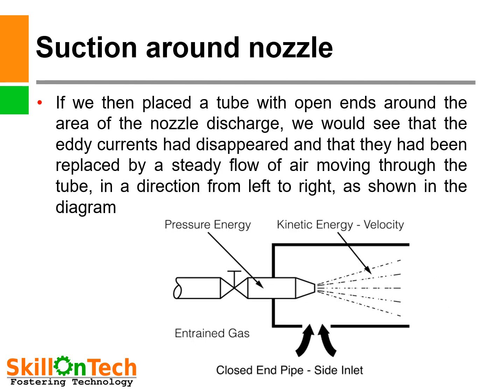What is the effect of the pressure drop around the nozzle? Let us see with a diagram. Suction around the nozzle. If we then place a tube with open ends around the area of nozzle discharge, this is the tube we have placed.